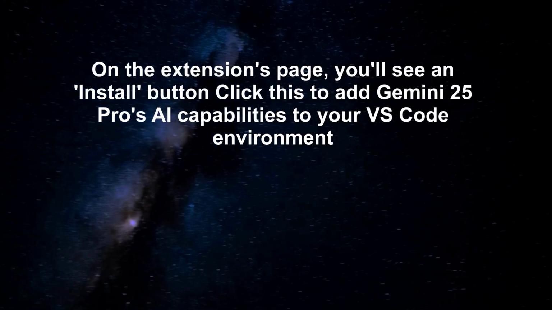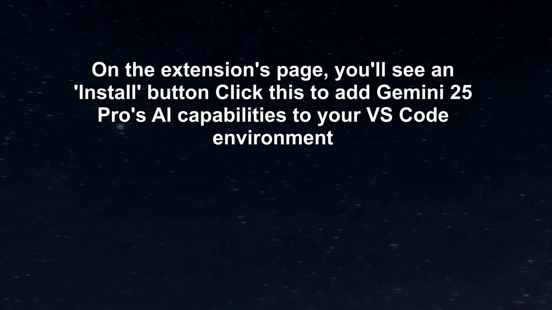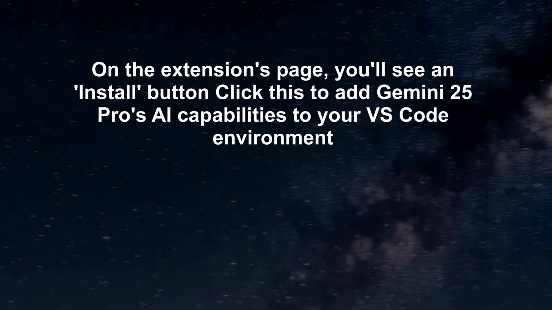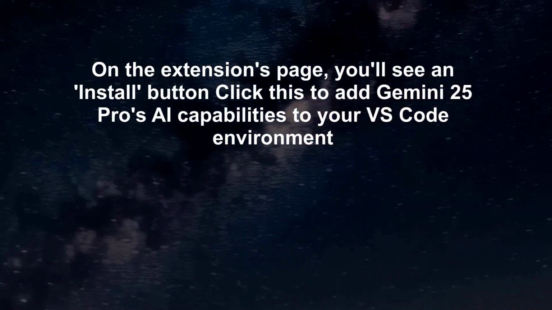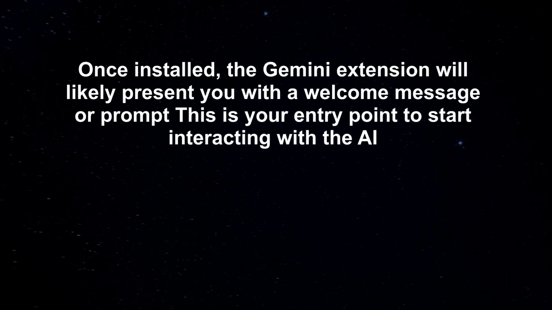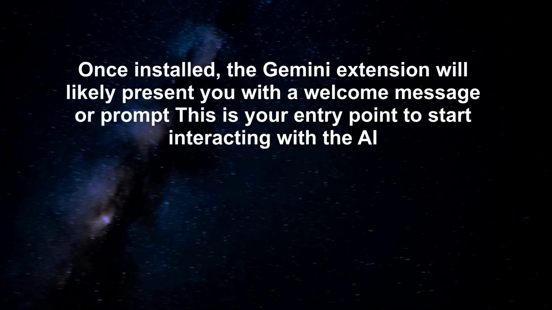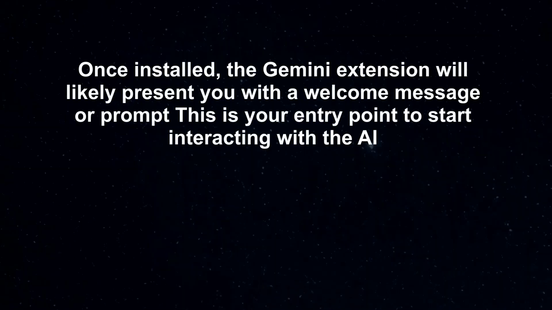On the extensions page, you'll see an Install button. Click this to add Gemini 2.5 Pro's AI capabilities to your VS Code environment. Once installed, the Gemini extension will likely present you with a welcome message or prompt. This is your entry point to start interacting with the AI.